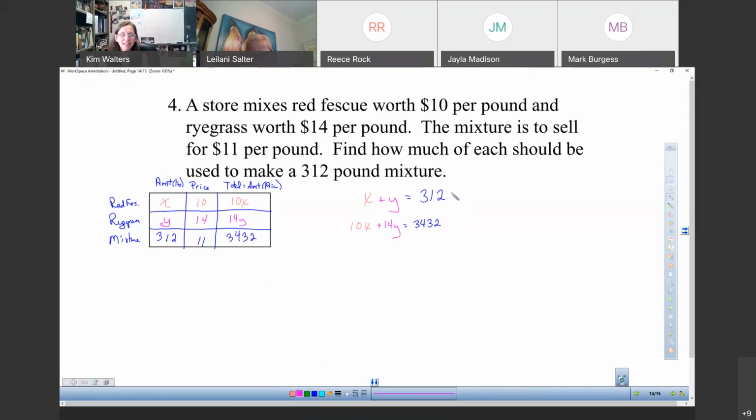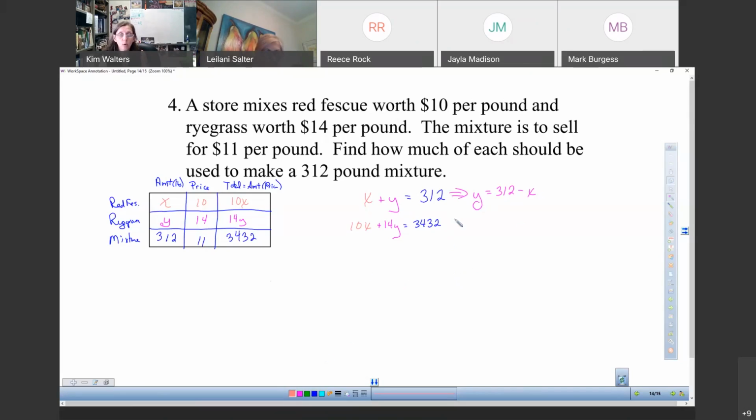So I'm going to take the first equation and I'm going to solve it for y. So y is equal to 312 minus x. Somebody might be asking, why do you always solve for y? I have zero reason for it. I just do. That's it. That's the reason. I don't know why. It just happens. Okay. All right.